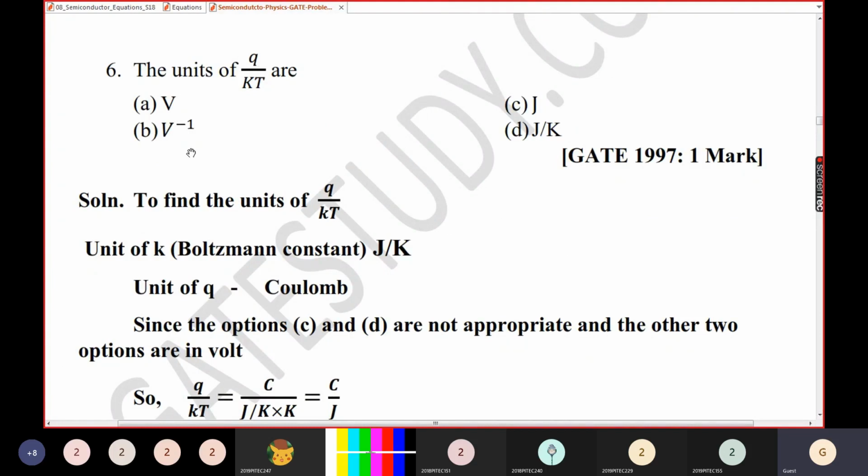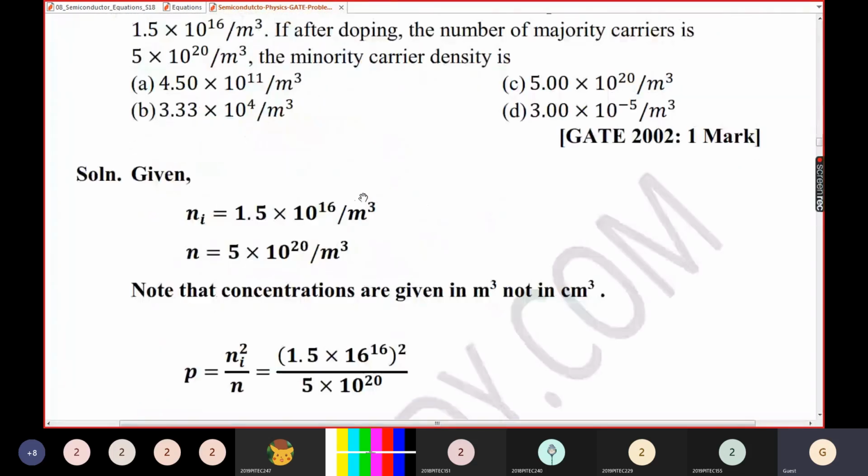I repeat again, this is very important. First, you should know the unit of the Boltzmann constant. It is J divided by K, and the unit of Q is Coulomb. So C divided by K into J divided by K. K and K will get cancelled. You will get Q divided by J, and the unit of Q divided by J is volts. So 1 divided by V, we get the inverse as V power minus 1. So this is the unit of Q divided by K into T.